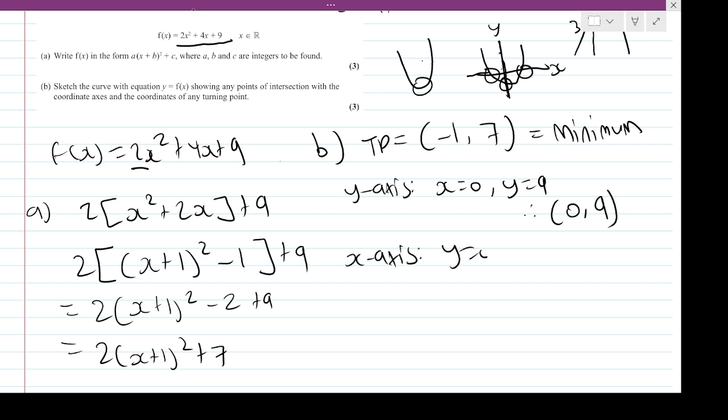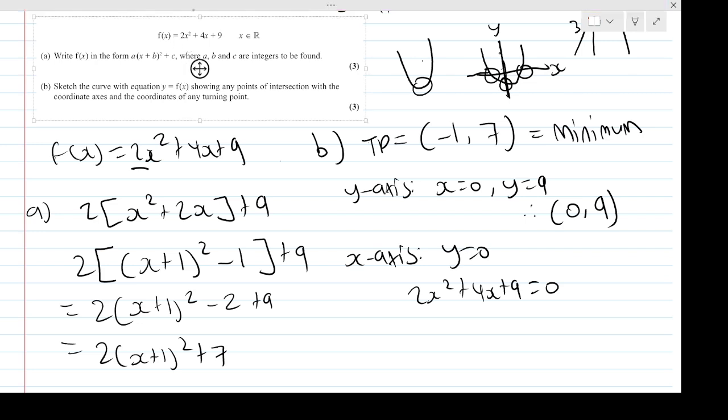Then the x-axis. That's going to be y equals 0 this time. So if you're on the x-axis, remember, that line here is going to be specifically y equals 0. So when y is 0, well, then 2x squared plus 4x plus 9 equals 0. We said y is equal to f of x, so this whole quadratic is equal to y. So when y is 0, the quadratic is set to 0.